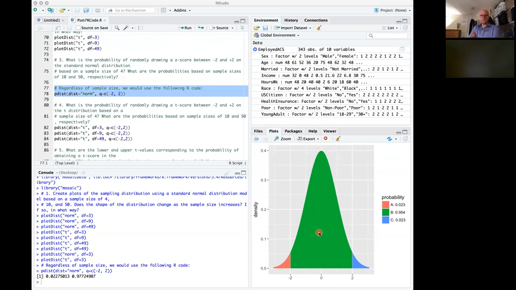Odds are it's going to be in the green zone, much less likely to be in the blue zone, much less likely to be in the red zone. This green zone is our 95% confidence interval. So that's what we talk about when we talk about sampling distributions.